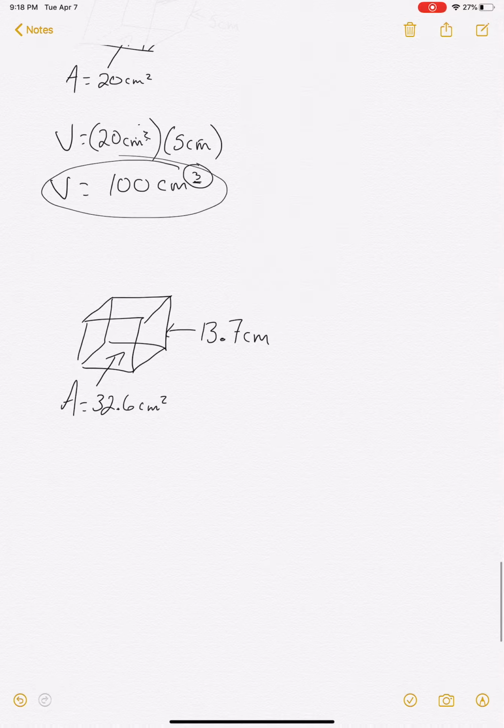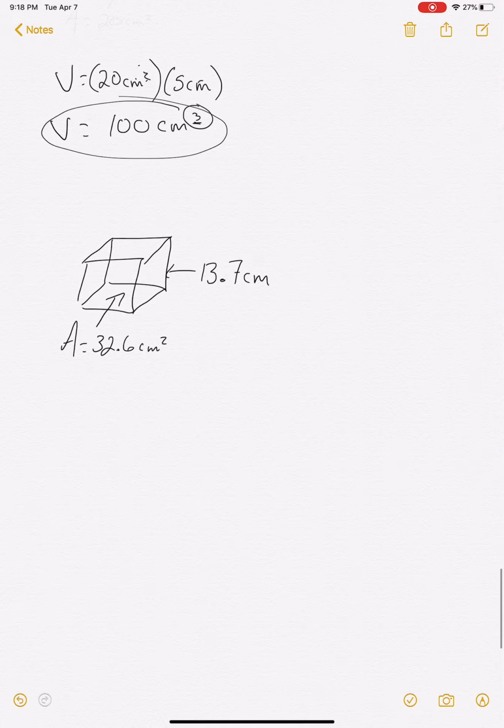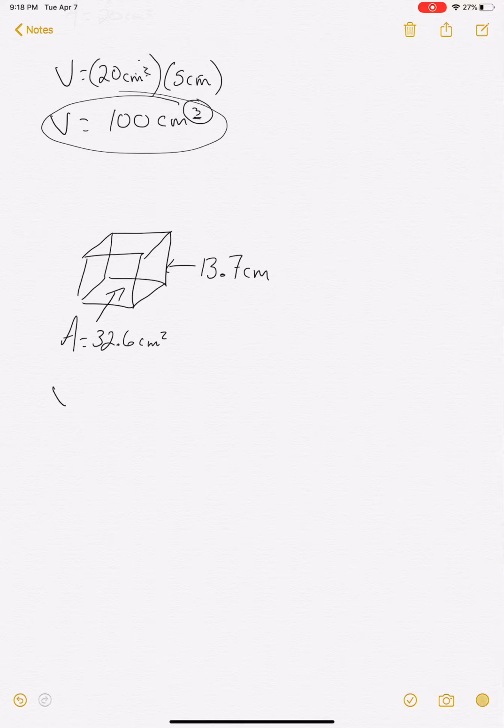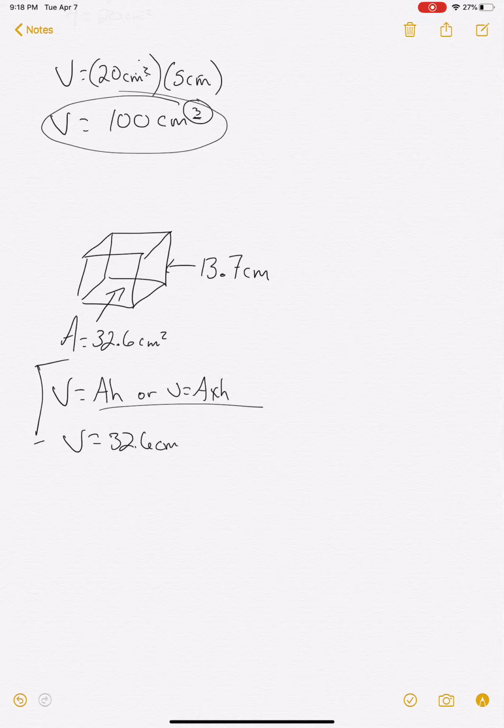Just because there's a decimal, we shouldn't be scared, or this shouldn't make us nervous. We're going to go through the exact same steps. Remember what I told you yesterday, it's always important to put your formula at the top. So our volume is equal to our area times our height, or if you want to write it like this, volume is equal to area times height. Either one works. So we're going to start plugging in the numbers. Our area is 32.6 centimeters squared, and we're going to times that by our 13.7 centimeters. This is our height, and this is our area at the bottom here.